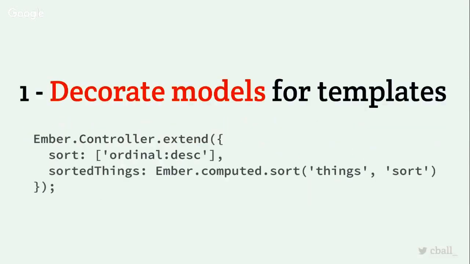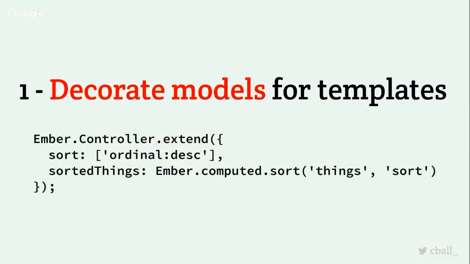So talking about decorating models for templates. This is something you've probably seen a controller do if you've used Ember. Maybe in a model hook, you've got an array of things, and then you just want to sort them. So this is a way to very easily, out of the box, provide sorting capability to your template. Your template is just going to look at sorted things, and it's going to use them. So that's what I mean by decorating a model.